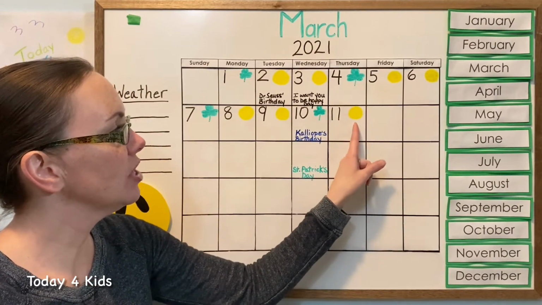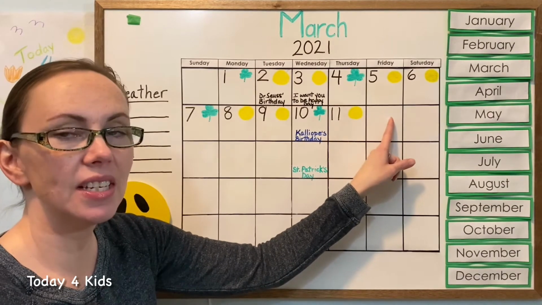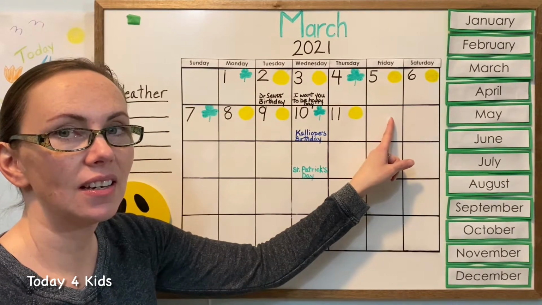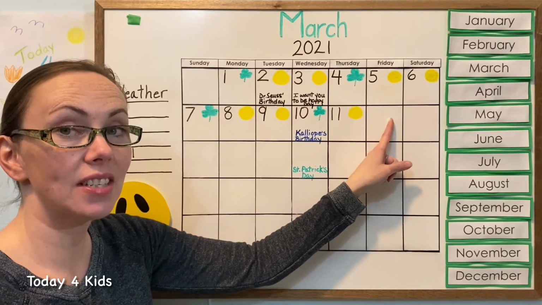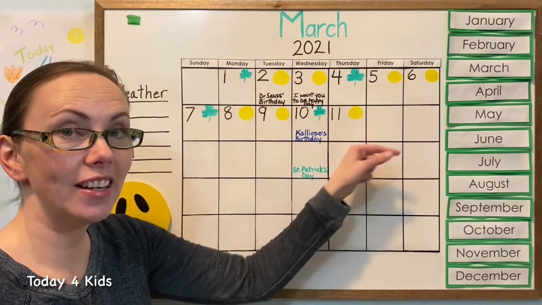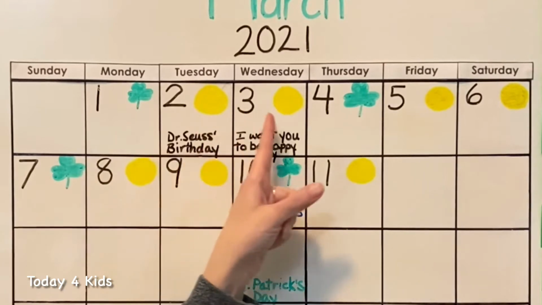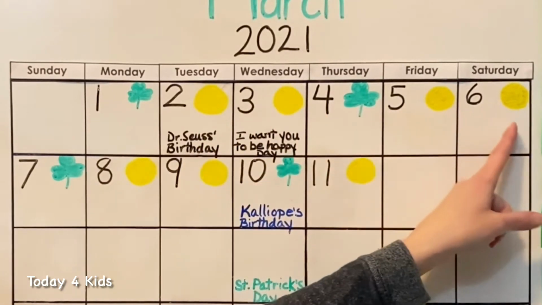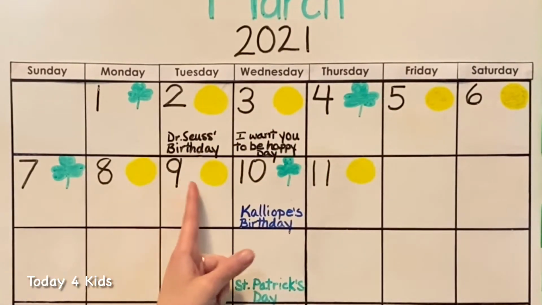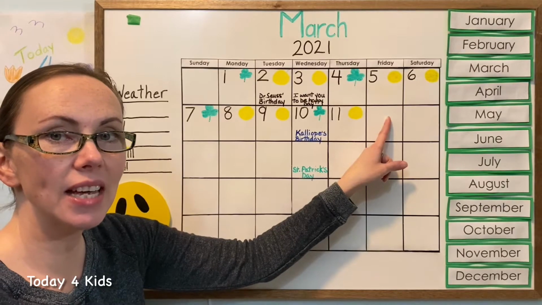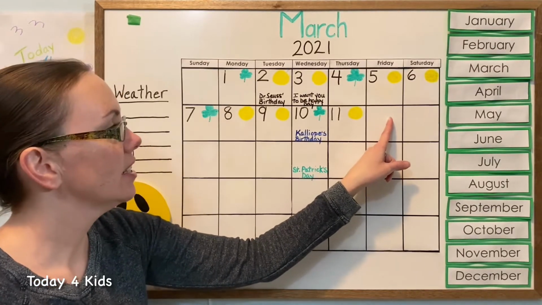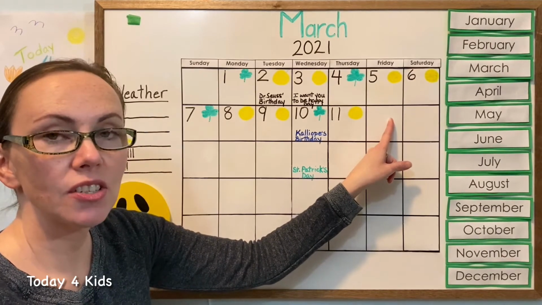So if yesterday was a yellow circle, what do you think today is going to be? I hear some great guesses. Let's go back to the beginning of our pattern and say it all together and see if our guess is correct. Are you ready? Green shamrock, yellow circle, green shamrock, yellow circle, green shamrock, yellow circle, green shamrock, yellow circle, yellow circle. Did you guess yellow circle? Good guessing. Let's put our circle into our square.